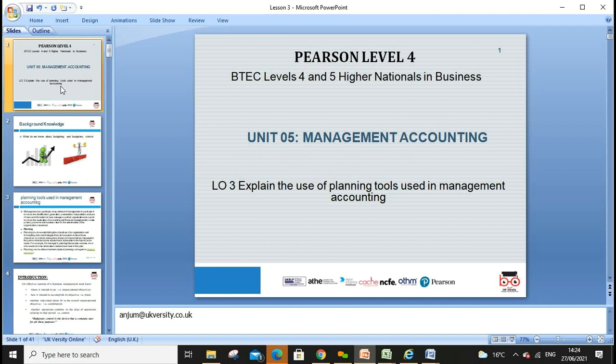Okay, that's all, we'll stop here. Today's lesson was all about LO3. These are all the planning tools we discussed in management accounting, and we need to embed them in our writing. The next lesson we'll go through LO4, and afterwards, the last lesson will be the assignment discussion.